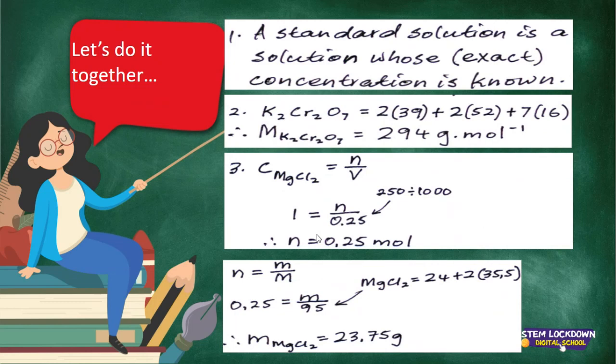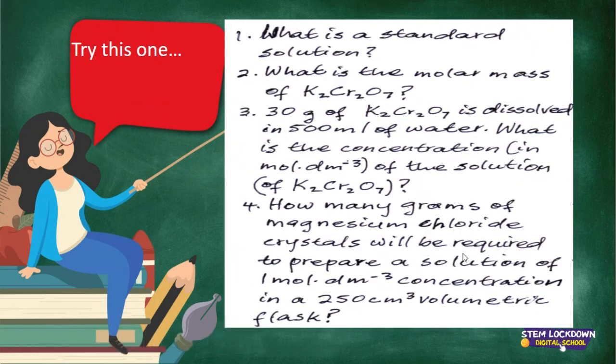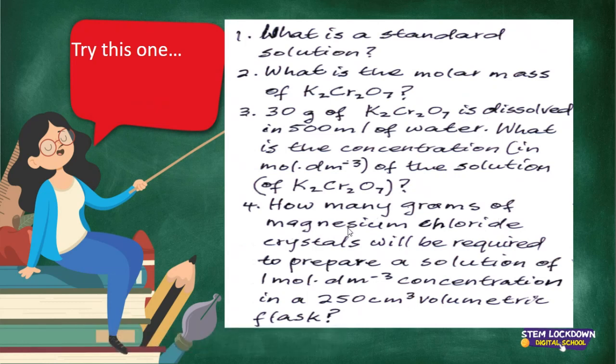Then let's continue. You were asked to determine the mass that will be required to prepare 1 mole. Let's go back to the question. How many grams of magnesium chloride crystals will be required to prepare a solution of 1 mole per cubic decimeter concentration in a 250 cubic centimeter volumetric flask? We know we are required to prepare a solution of this concentration in this container, but we want to know how many grams of magnesium chloride.